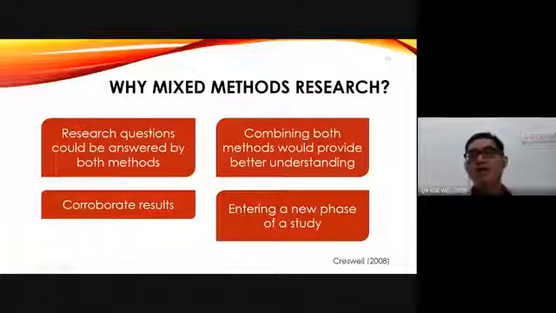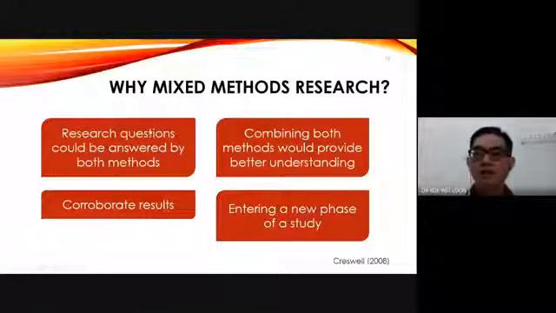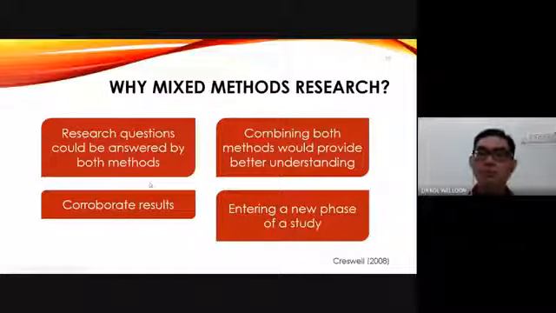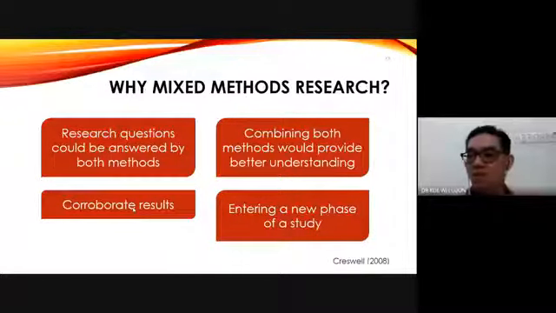And then maybe you think that by combining both methods, it can provide better understanding for your research. And this is important: corroborate results. Normally, researchers perform mixed method research because they want to corroborate the results. Corroborate the results here means that we want to confirm our results.